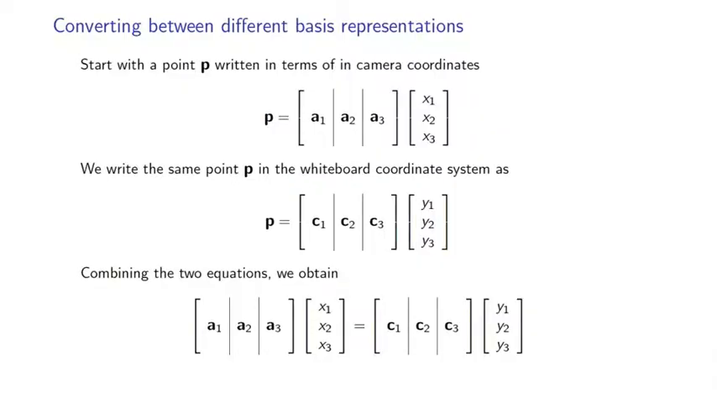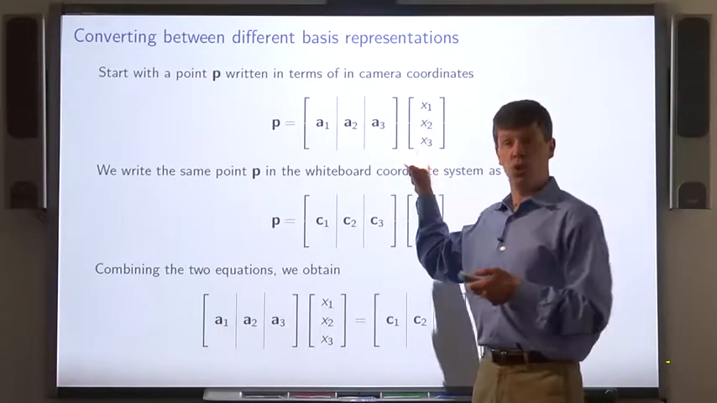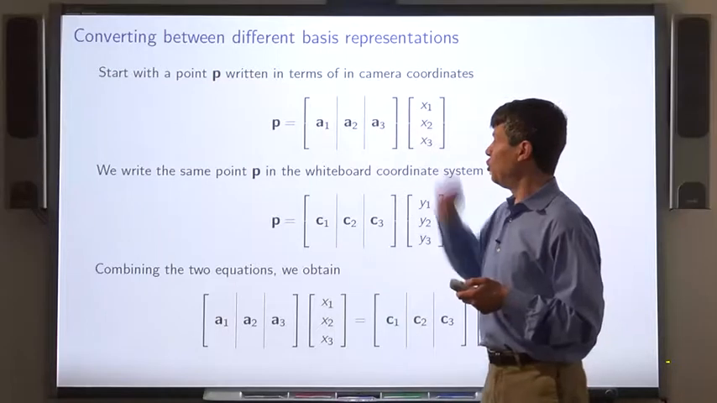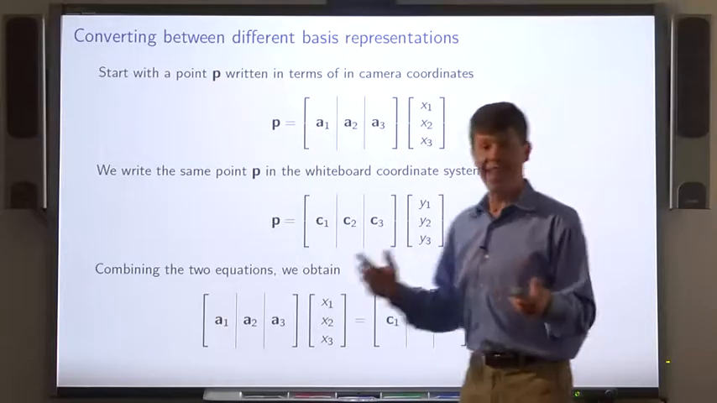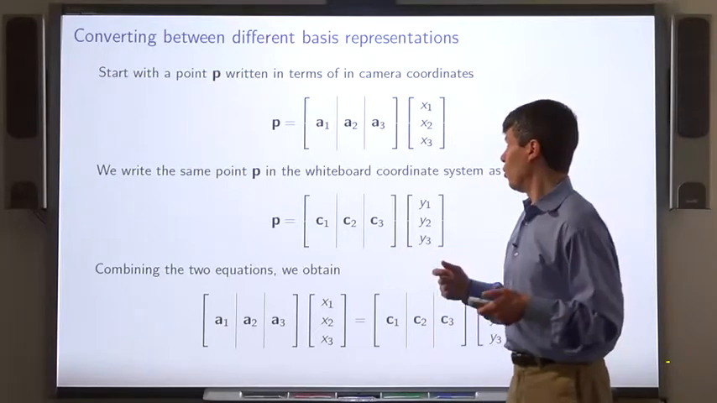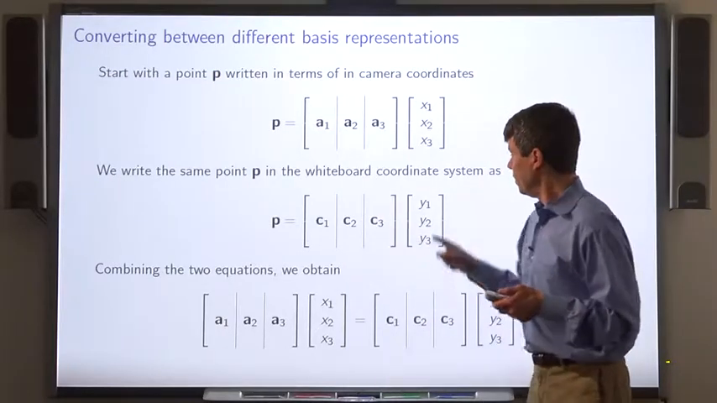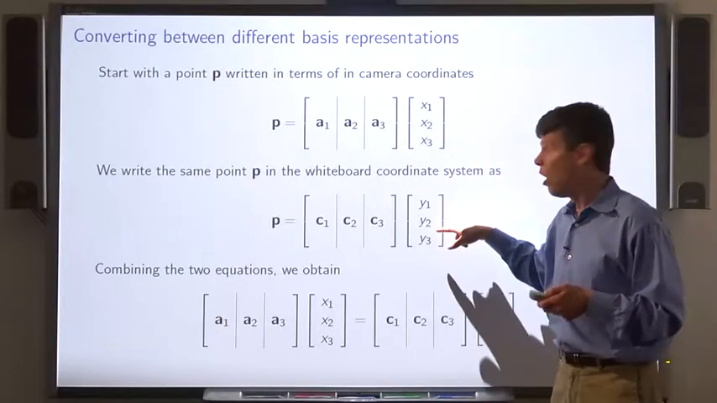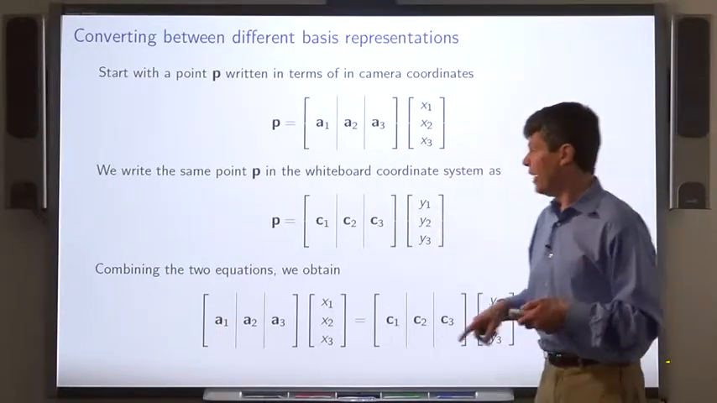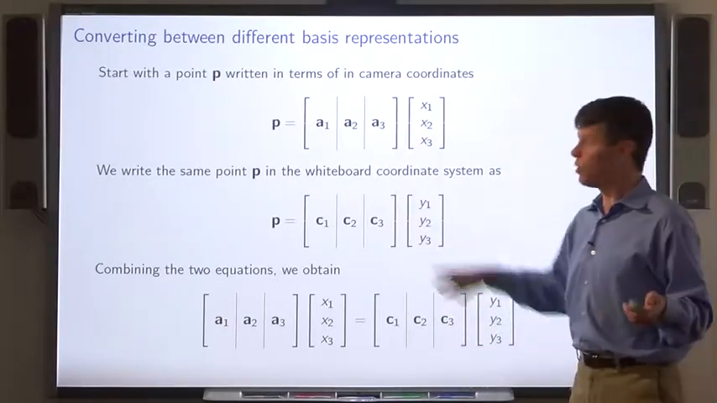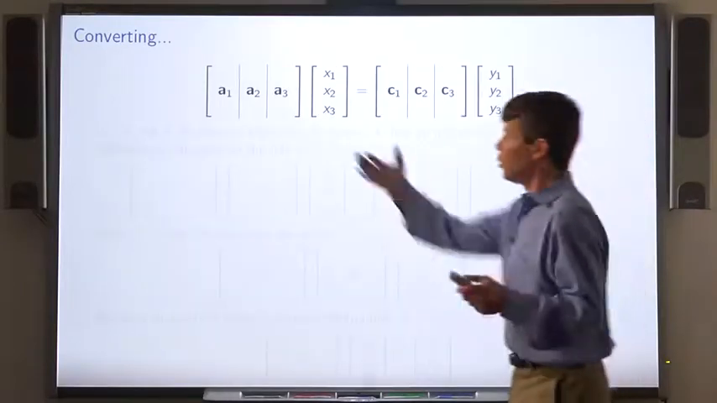Now, let's say we have a point in the world, and we have its coordinates in terms of the camera-oriented basis, A1, A2, A3. We can write the same point P in terms of the whiteboard coordinate system, C1, C2, C3. Here are the coordinates in terms of the camera basis. Here are the coordinates in terms of the whiteboard basis. Now, combining these two equations, we get this equals this because, of course, it's the same point. So we've got this equation.